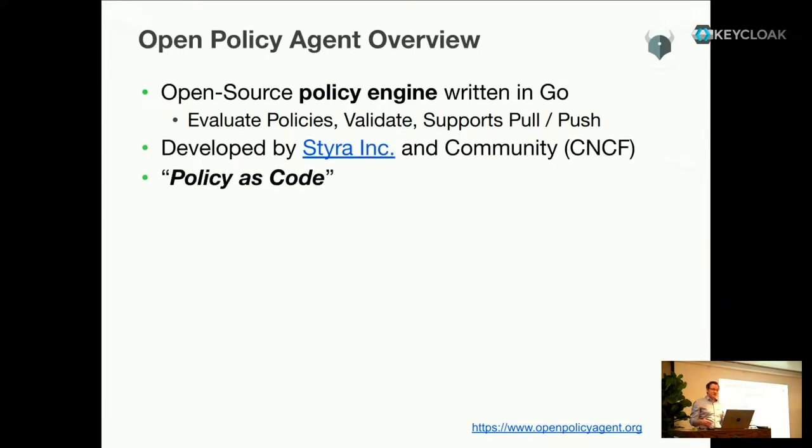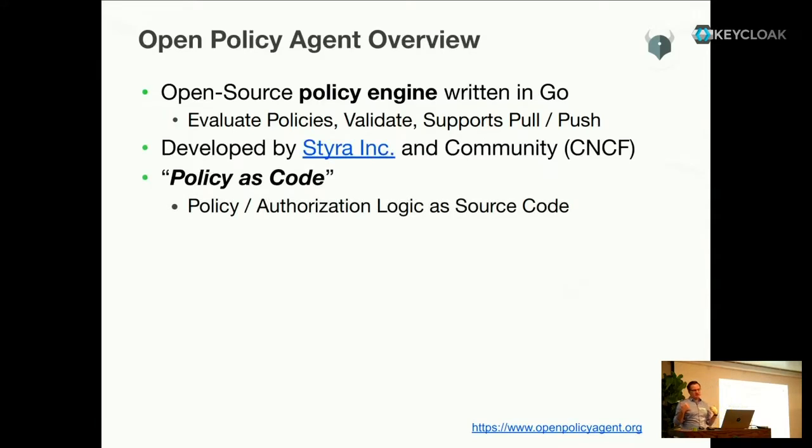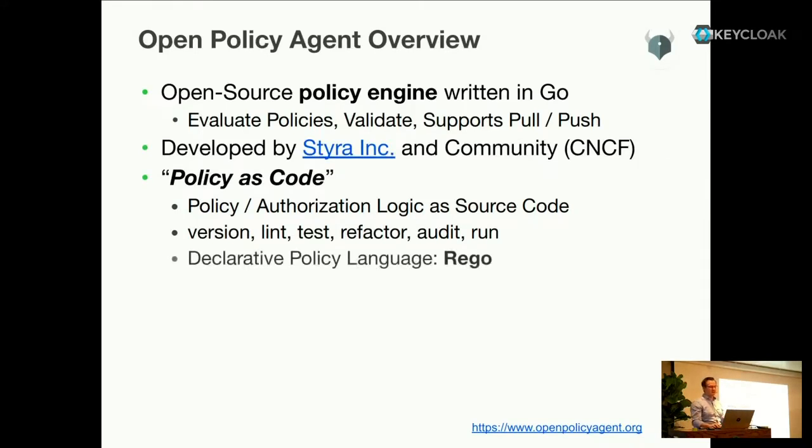There are many, many other use cases, just to mention a few. Their main mantra is, let us treat policies as code. So if we can treat policy or authorization logic as source code, we can use all the things that we are used to having with regular source code. Like we can version it, we can lint it, we can test it, we can refactor it, we can audit it, and we can run it. And that's something that's really cool to have because it improves the round trip, reduces round trip times, and makes it easier to test and roll out new things.